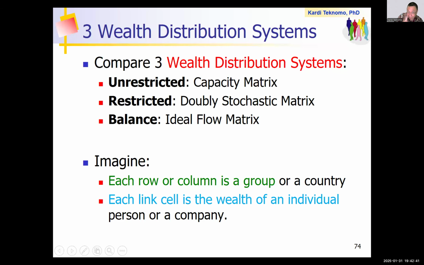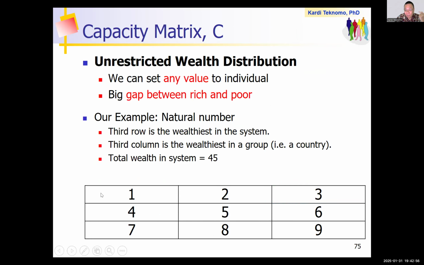Simple. Imagine each row or each column represents a group or a country. Each link cell represents the wealth of an individual or a company. Let's make it simple. I have numbers 1 to 9. So this is the capacity matrix. So what is the meaning of this? This represents unrestricted wealth distribution, meaning you can set any value to the individual.